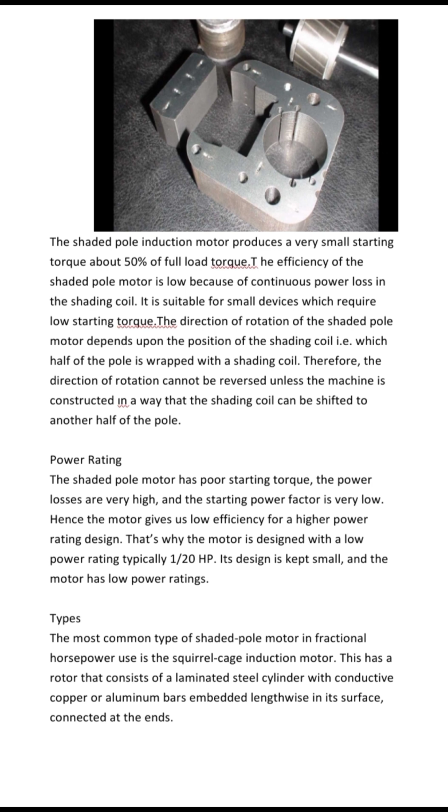The most common type of shaded pole motor is a fractional horsepower squirrel cage induction motor. This has a rotor that consists of a laminated steel cylinder with conductive copper or aluminum bars embedded lengthwise in its surface, connected at the end.